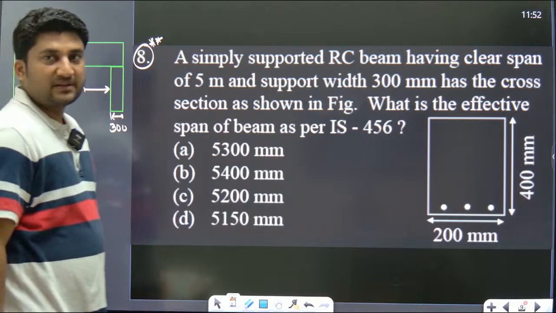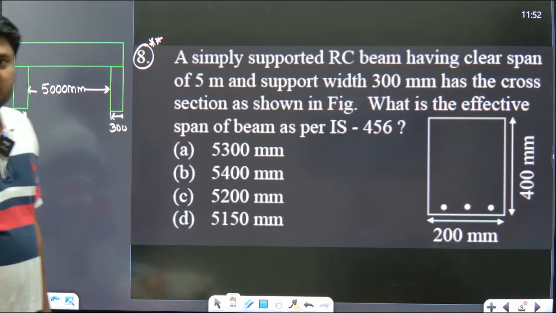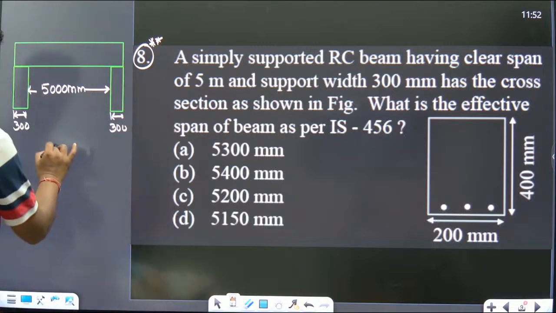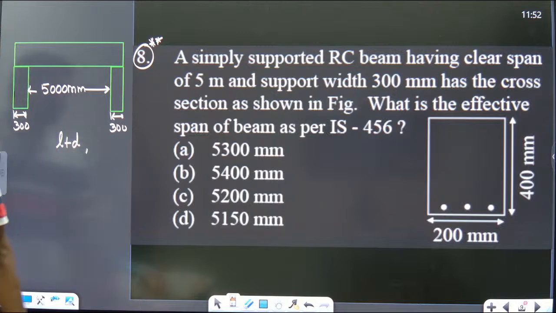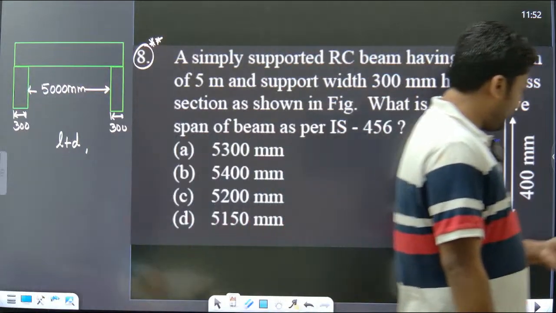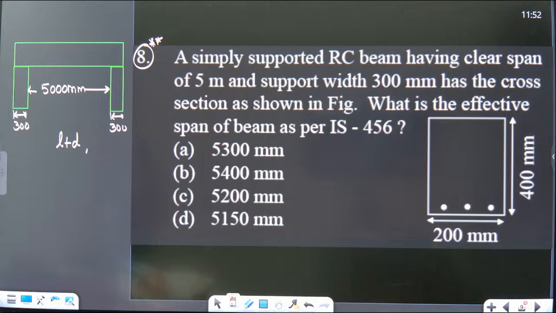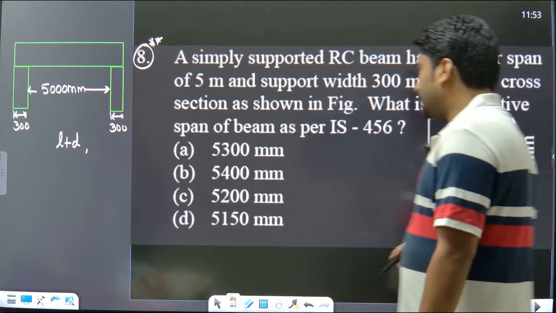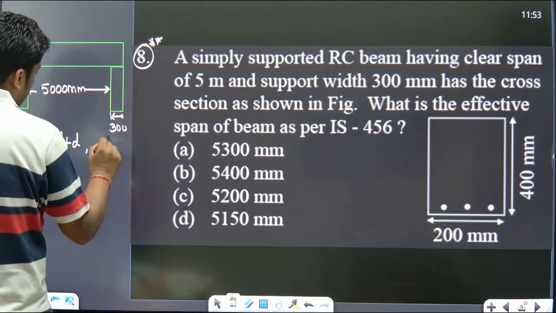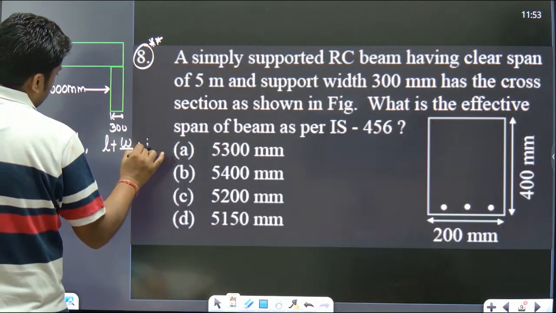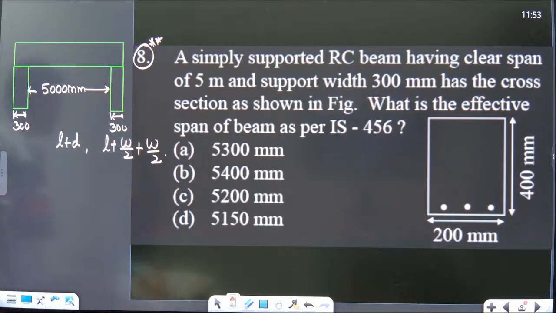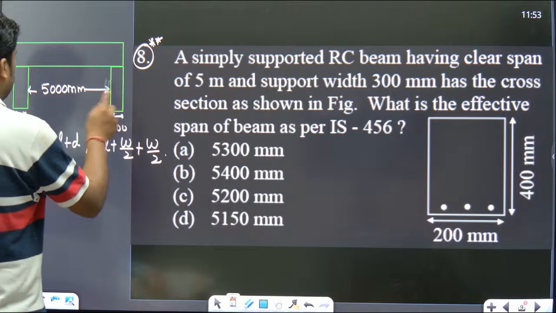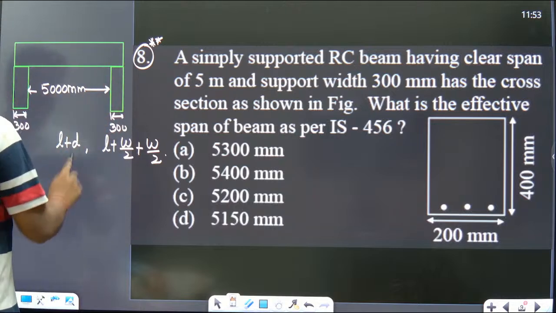The effective span of the beam is L plus d, or L plus w by 2 plus w by 2, whichever is less. Here 400 mm is the effective depth, so you need to consider the effective depth: L plus d, or L plus half of the width on both sides, that is center to the support. Minimum of both the values.